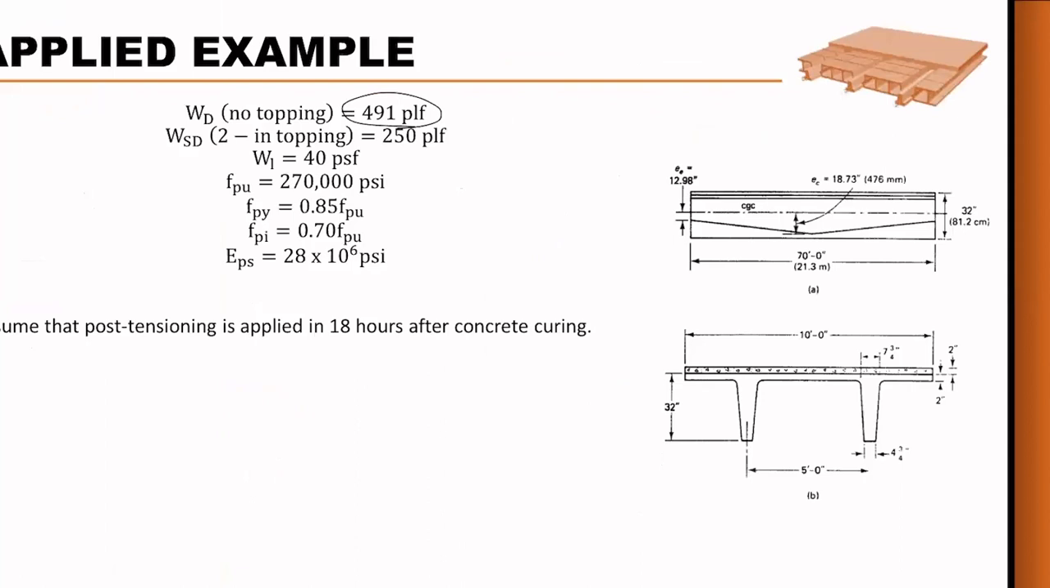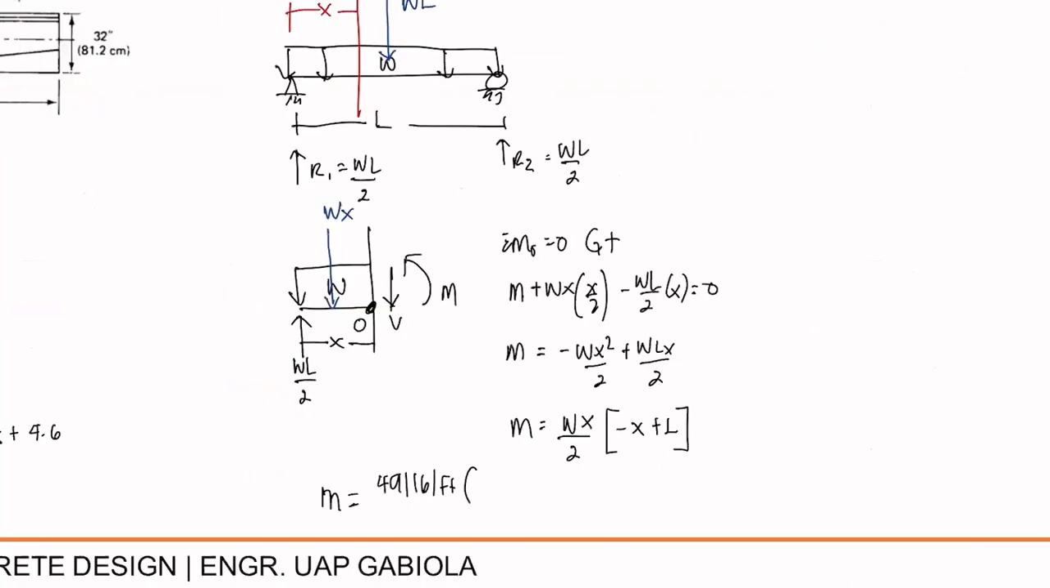Pero si 491 ay anong value si 491? 491 ay yung weight ng ano kasi pound per linear feet, no? PLF. So pound per linear foot. Okay? So ibig sabihin 491 na yung W natin. So 491 pound per foot times yung X natin which is 28 foot over 2 times negative 28 feet plus 70 feet.